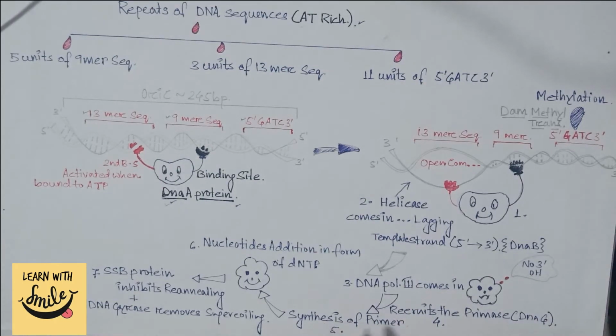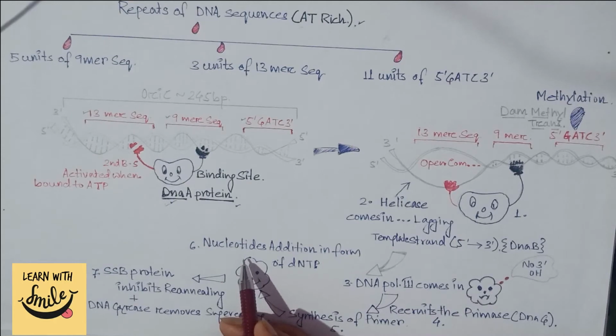Alright. Now with the synthesis of the primer, see, the DNA polymerase 3 is very happy, and then it starts nucleotide addition in the form of dNTP. Now dNTP stands for the deoxy form of nucleoside triphosphate, right? It might be deoxyadenosine triphosphate, it might be deoxycytosine triphosphate, it might be the deoxy form of guanosine triphosphate, and so on. Now, the DNA polymerase starts its polymerization activity, that is, the addition of the nucleotides.